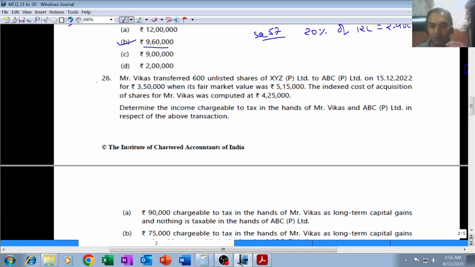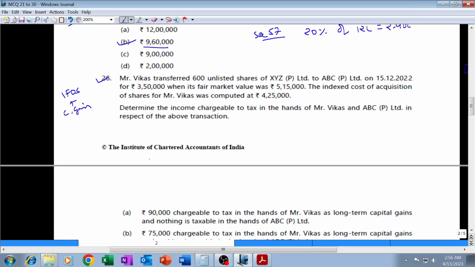Okay, now we have MCQ 26, which is a combined question on income from other sources and capital gain. What is it? Let us understand. Mr. Vikas transferred 600 unlisted shares of XYZ Private Limited to ABC Private Limited. Who's selling to whom? Vikas is selling to ABC Private Limited. What is he selling? He's selling 600 unlisted shares of XYZ Private Limited.